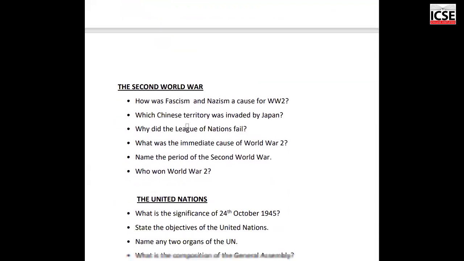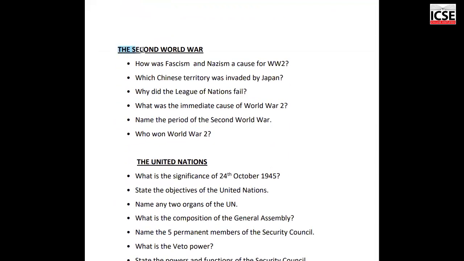This is important. The next chapter is the Second World War. Now, in this, the first question is, how was fascism and Nazism a cause for World War II?